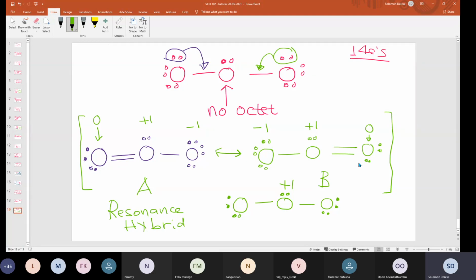So to represent that, we just put a dashed line. Okay. And this is the resonance structure of ozone. Is it okay? Is it clear?